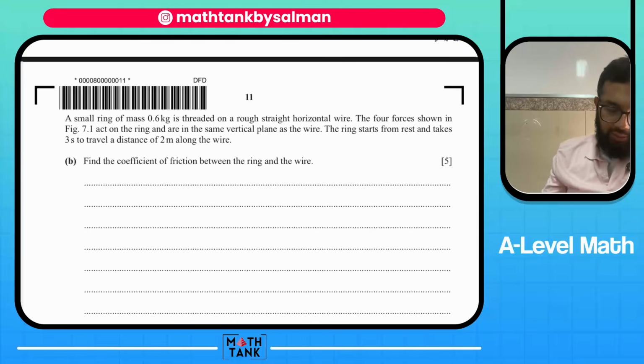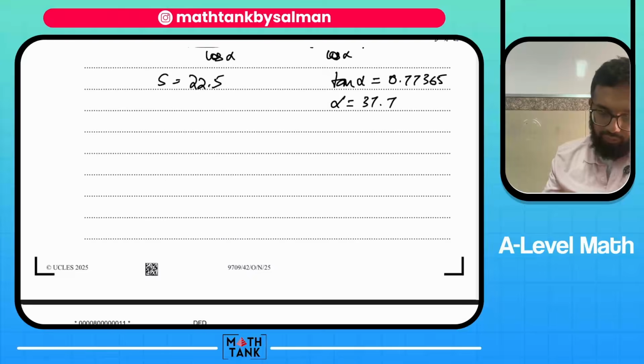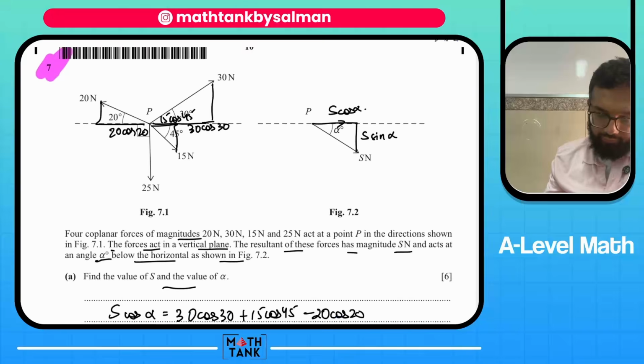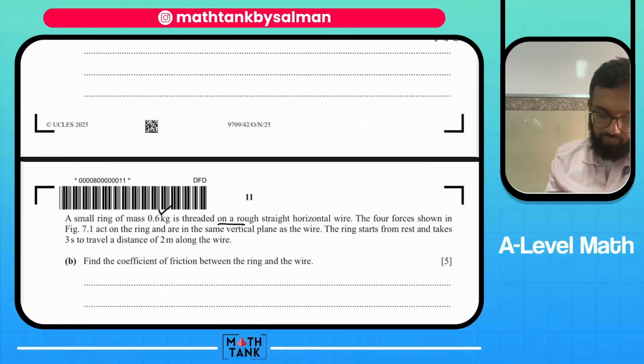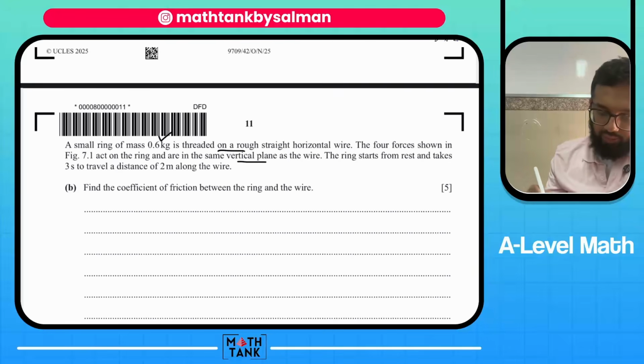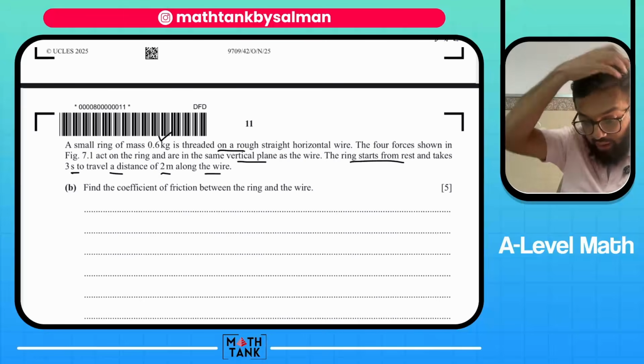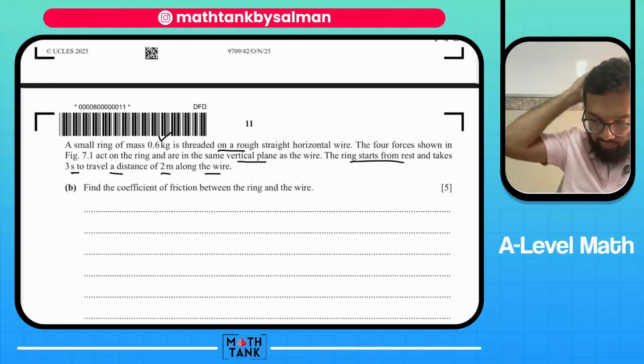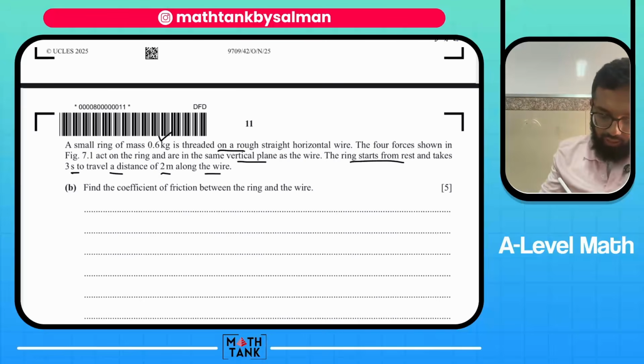Let's move on. It says a small ring of mass 0.6 is threaded on a rough horizontal wire. The four forces shown in figure 7.1 act on the ring, and are in the same vertical plane as the wire. The ring starts from rest and takes 3 seconds to travel a distance of 2 meters along the wire. Find the coefficient of friction between the ring and the wire. Okay, so it's best to just draw this diagram again.